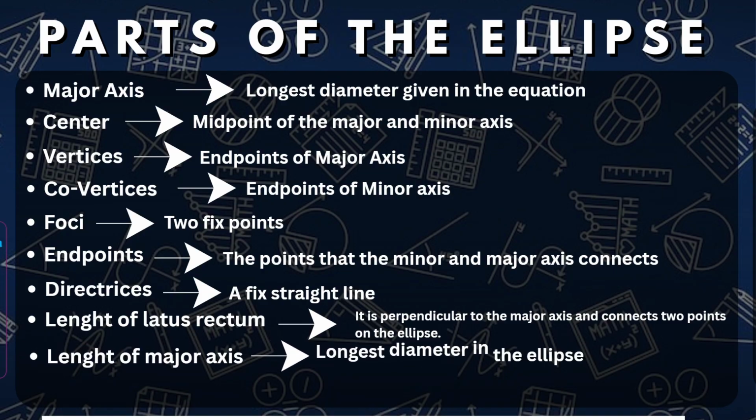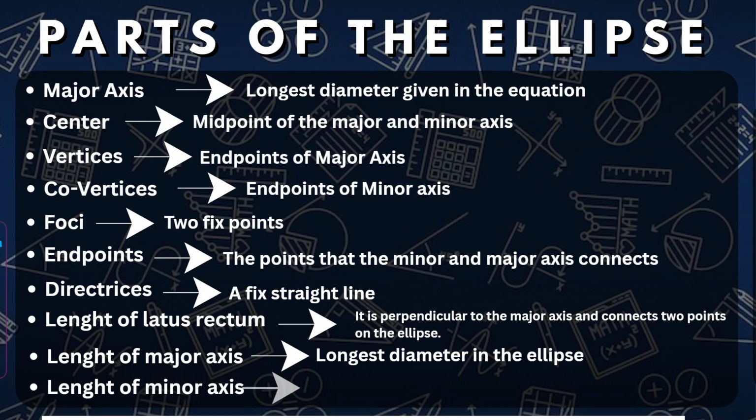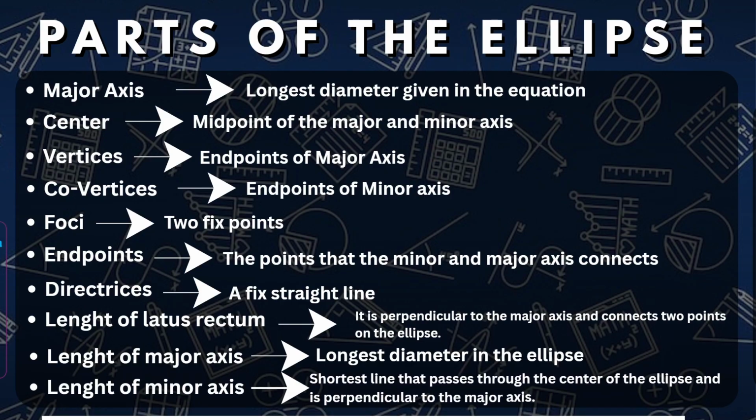Next is the length of the major axis. This is the longest diameter in the ellipse. We can get the major axis by multiplying the value of A, which is for the major axis, by 2. And the last one is the minor axis. The minor axis is the shortest line that passes through the center of the ellipse and is perpendicular to the major axis. The length of the minor axis is denoted as B, and we can get the minor axis by multiplying it by 2.